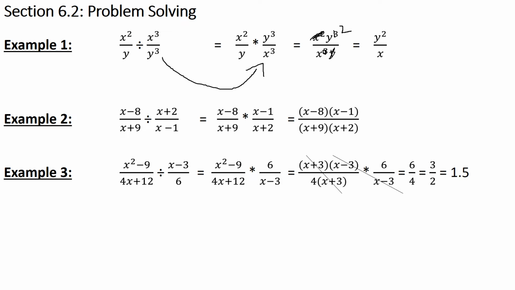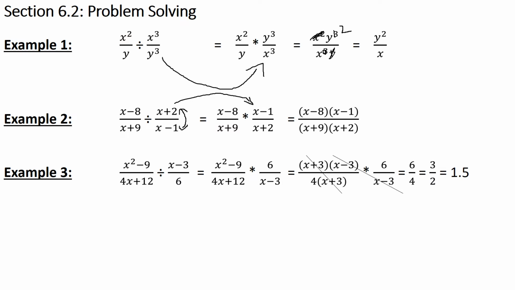Second one, x minus 8 over x plus 9 divided by x plus 2 over x minus 1. I multiply the second part by the reciprocal. I'm going to flip those over right here. And then when you multiply this out, there's nothing you really do. It ends up just being all these components multiplied together: x minus 8 times x minus 1 all over x plus 9 over x plus 2.